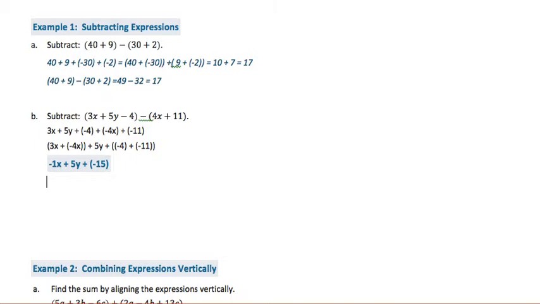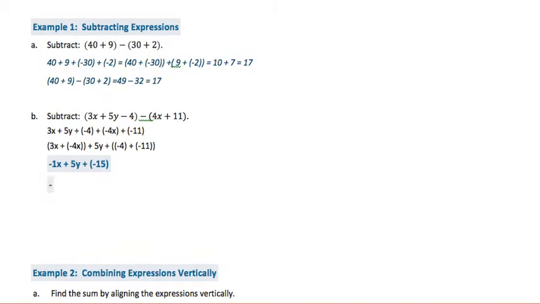We could write this a different way, just so you know what you might see. Negative 1x is the same as negative x. Negative 1 times x is negative x. Plus 5y, which doesn't change. And adding negative 15 is the same as subtracting 15. So you might see this expression written this way as well.